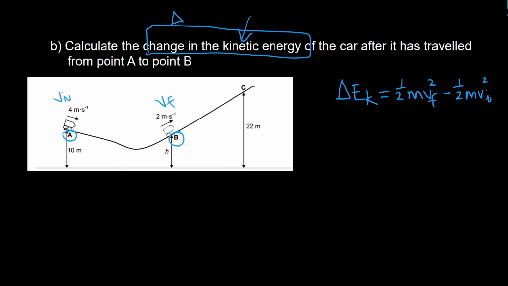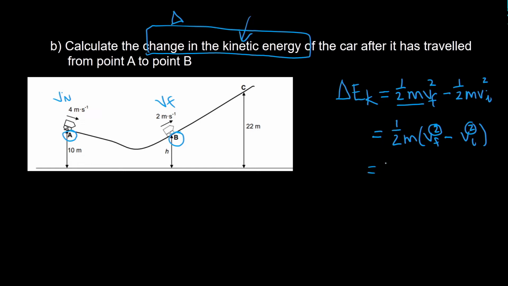So let's pop this into the formula and calculate it. So a half, and mass is the same, so we can remove that. And then we end up with final velocity squared minus the initial velocity squared. Don't forget those squares. Important to pop those in. So that's where the attention to detail comes into answering these questions.